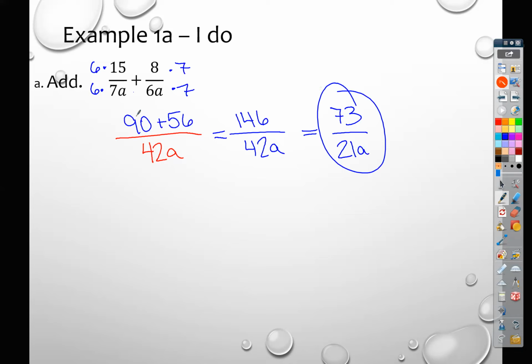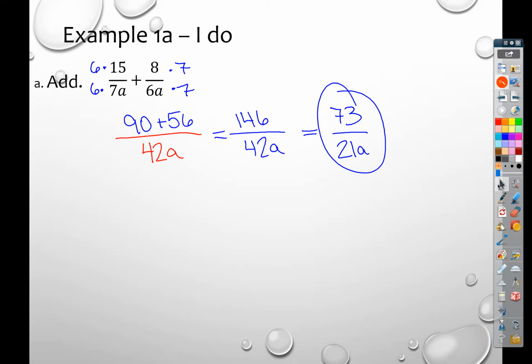So you got a common denominator. So for 7a and 6a it is 42a. What do I need to multiply to 7a to get 42a? 6. So I do that on top and bottom. That's how you do it. So this is a very basic rational expression. You'll see some more complicated ones in a little bit.